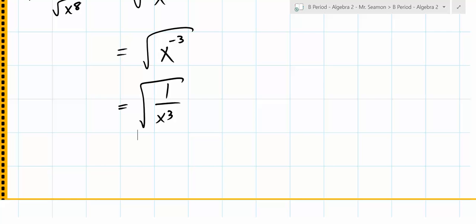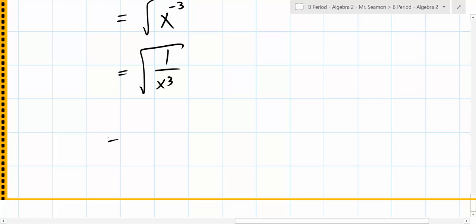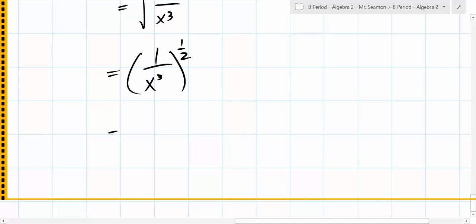So if we want to get rid of that radical, what does square root mean? To the 2nd? No, it does not mean to the second. What power is square root? 2? No, that's squaring. 1/2. Do you understand that 1/2 is not equal to 2? So this is 1 over x to the 3rd to the what power? 1/2. Okay. So then what do you do with that power?